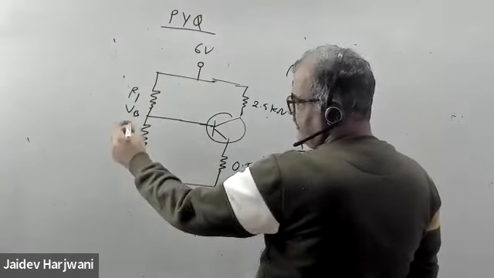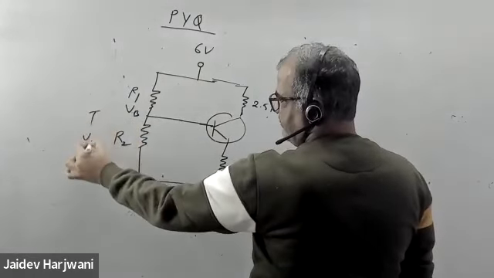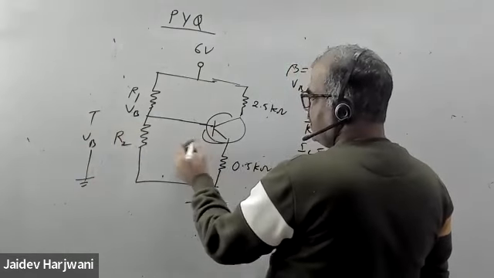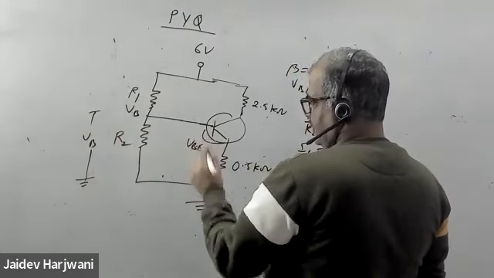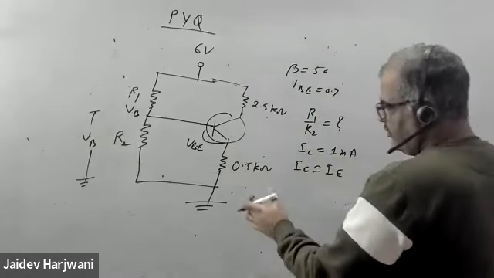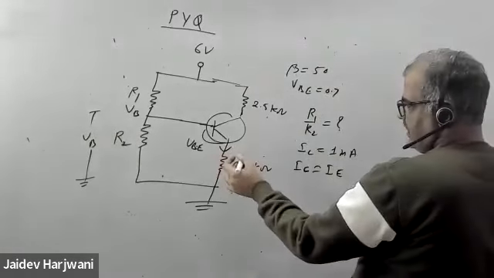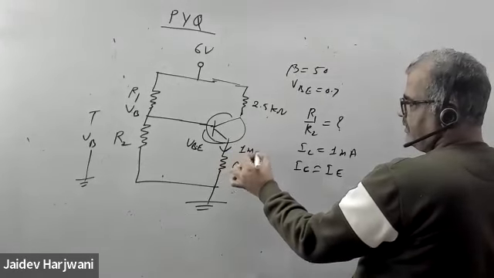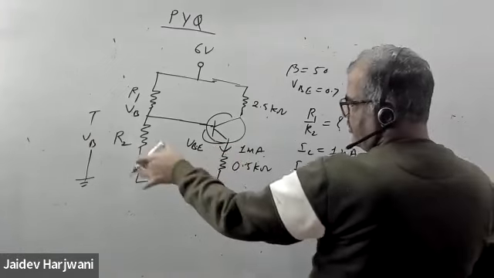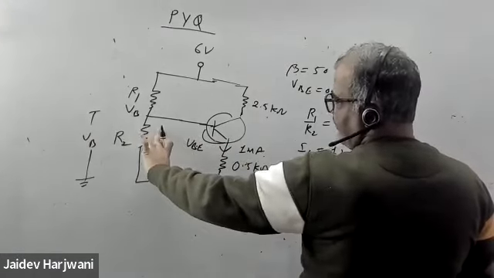So if this voltage is VB, and this voltage is VBE, and if you know this voltage, you can find VB. And this voltage, how can you know? You have been given this current IC, 1 milliampere. So you know this voltage drop. You can find what is VB.